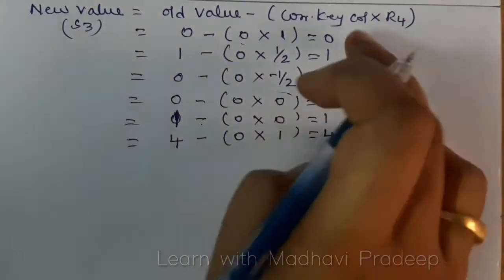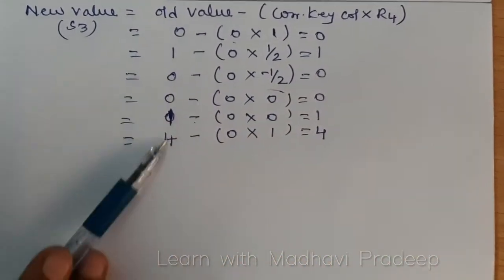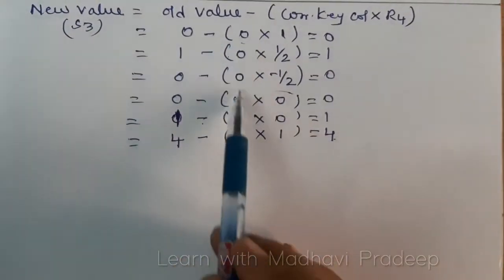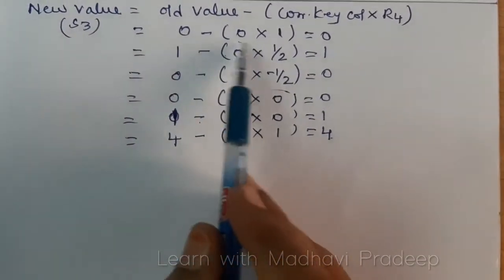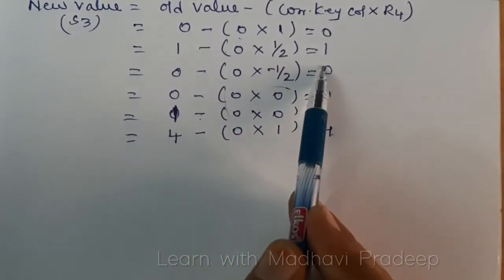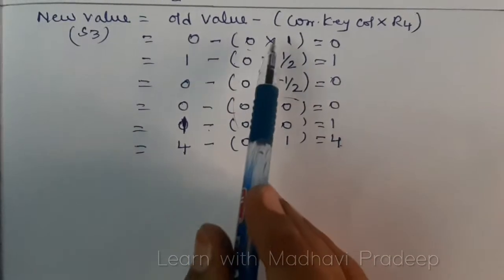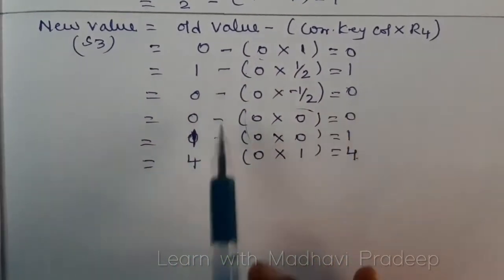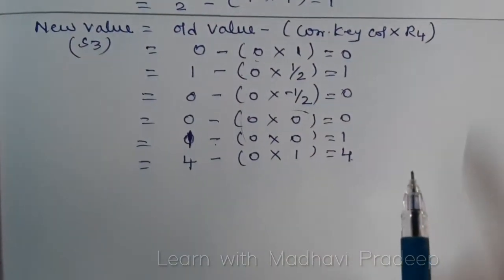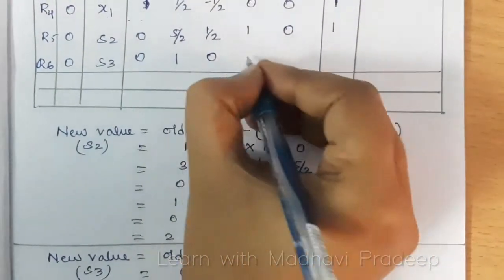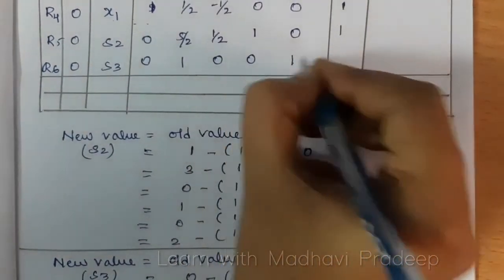So see here, whatever old value we have written, the same value we have got here. The reason is that the corresponding key column value is 0 here. When you multiply any value with 0, it becomes 0 and the old value remains the same. So next time, if you get the corresponding key column value as 0, write down that row's value as it is in the new table. So assign these values now: 0, 1, 0, 0, 1, 4.